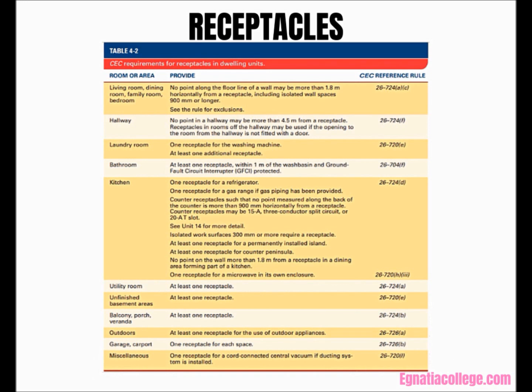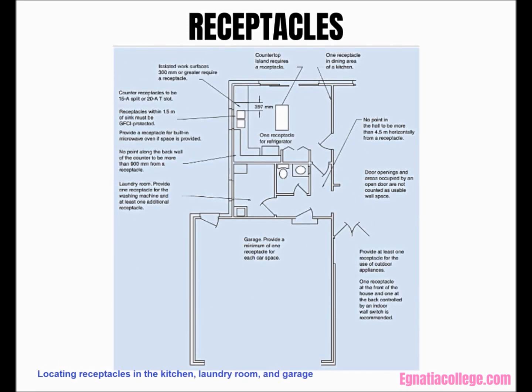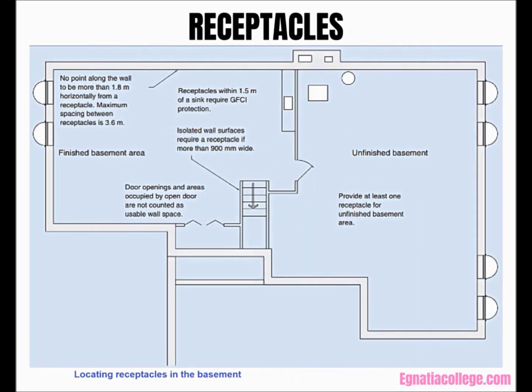This table shows the minimum number of receptacles required in a dwelling unit and their locations. This figure shows locating receptacles on the first floor. This figure shows locating receptacles in the kitchen, laundry room, and garage. This figure shows locating receptacles in the basement.